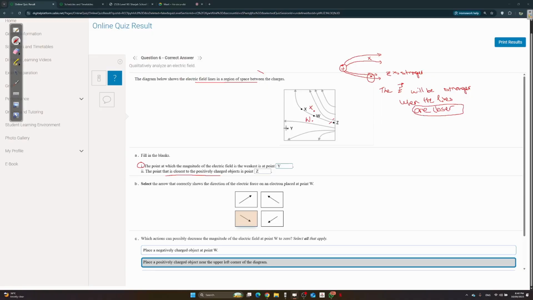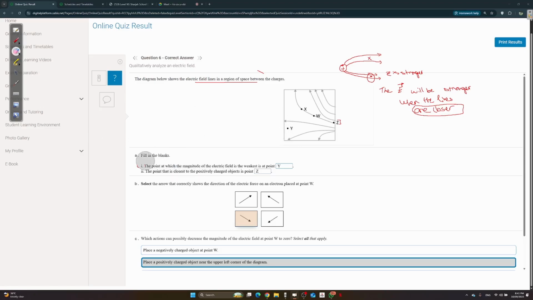Okay, now look at these points here. They're saying which one is the weakest. So do we look at closest or furthest? Furthest. So here, look at Z, the lines are cramped together. You see them? In W, they're sort of cramped together. X is on the line. If you look at Y, look at where it is, it's in between. X passes because it's literally on the line. But when it's spaced out like these lines are spaced, you need to know that's a weak electric field. You got that? Okay.